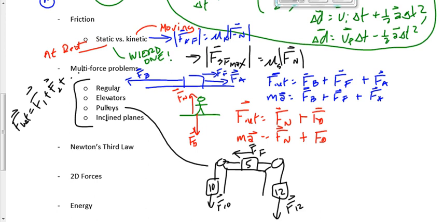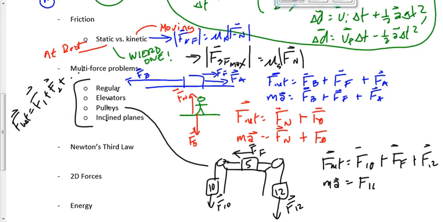All right, what does this look like? Well, we'd say F net is equal to the sum of the forces. That's going to be F10 plus FF plus F12. And we would say M times A is equal to F10 plus FF plus F12. Doesn't this look an awful lot like the first two questions here, the blue one and the red one? It does, and it should.